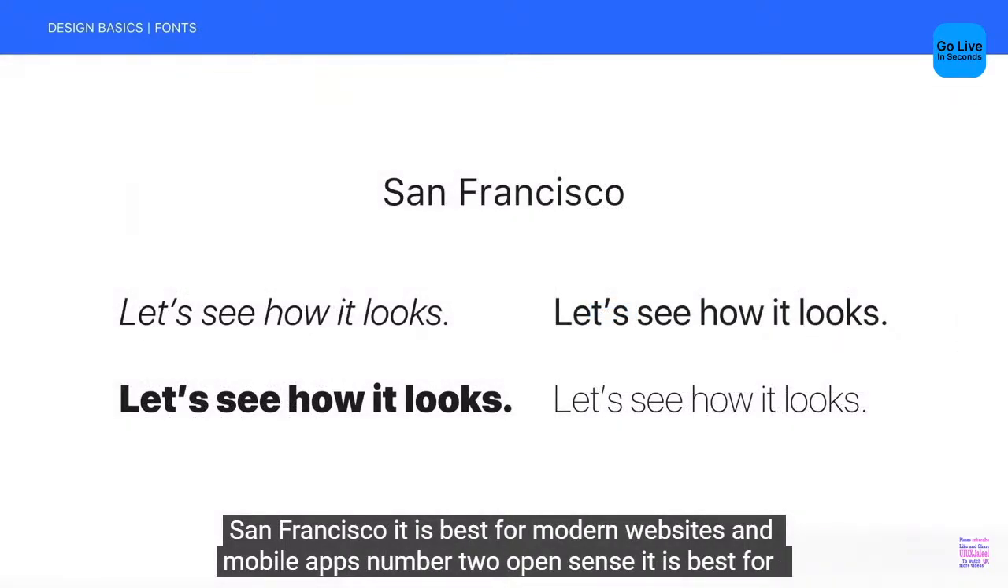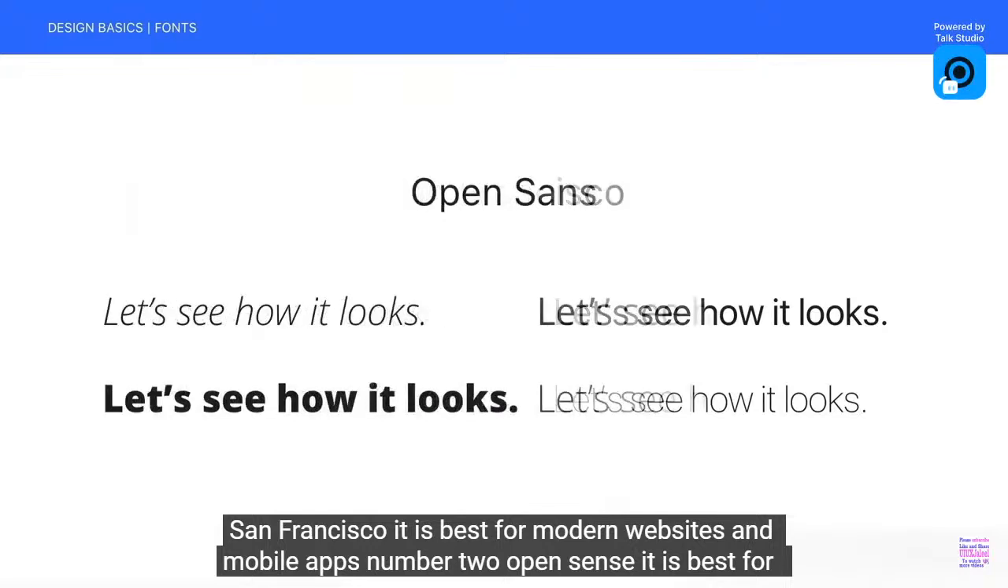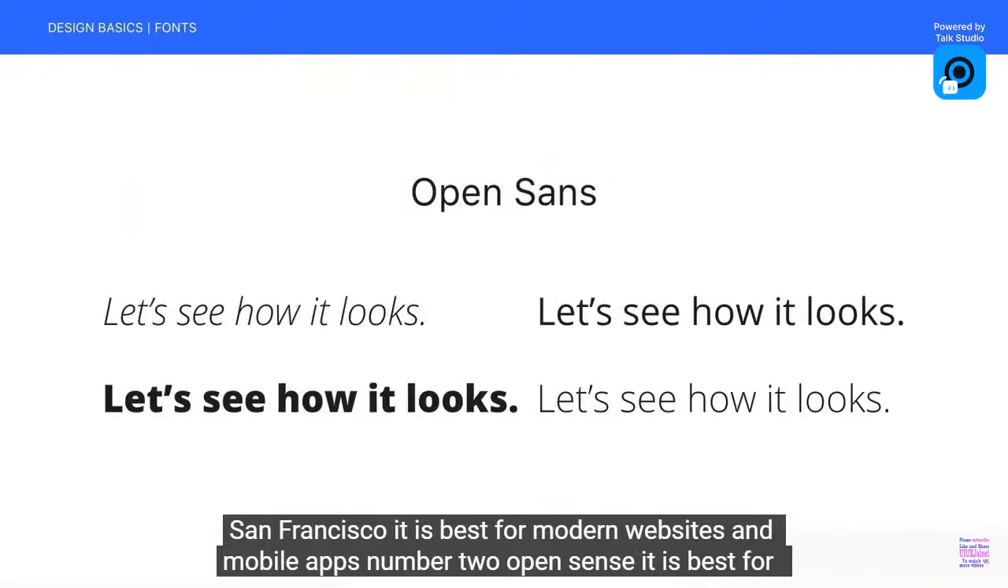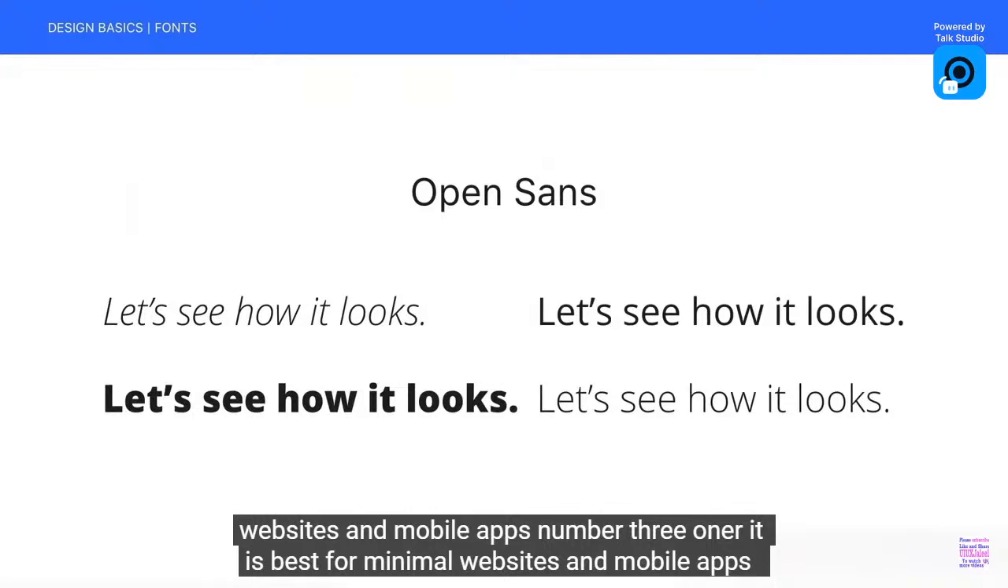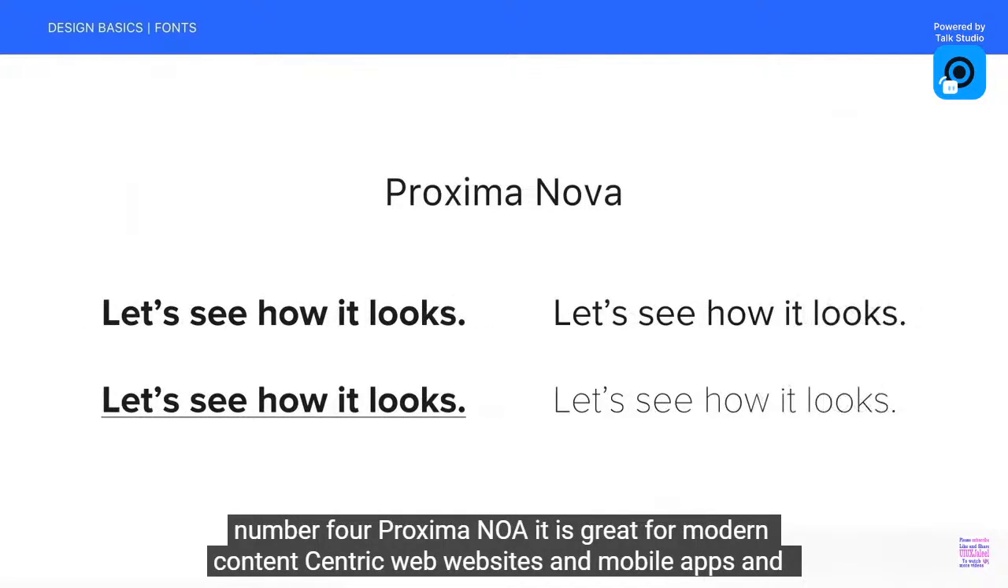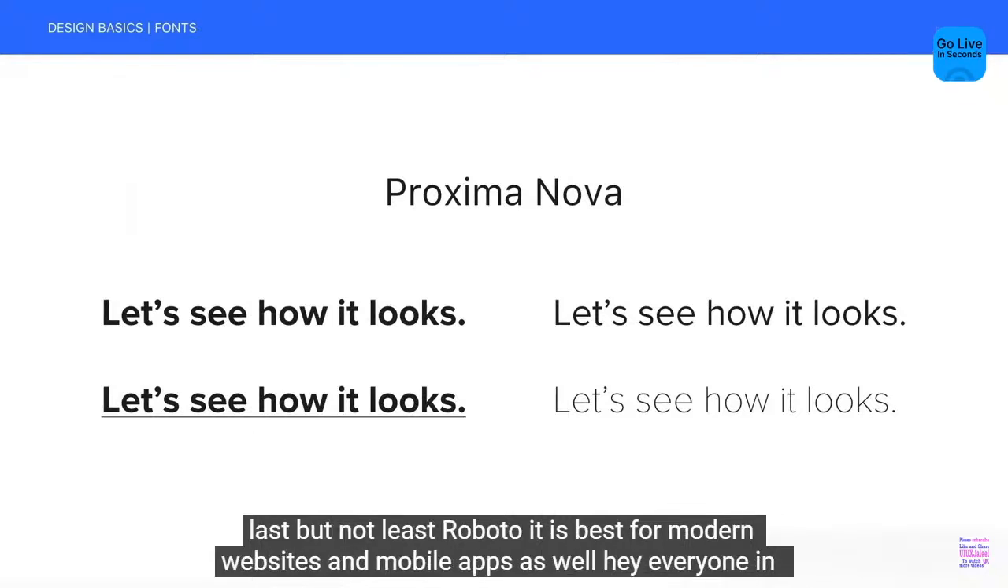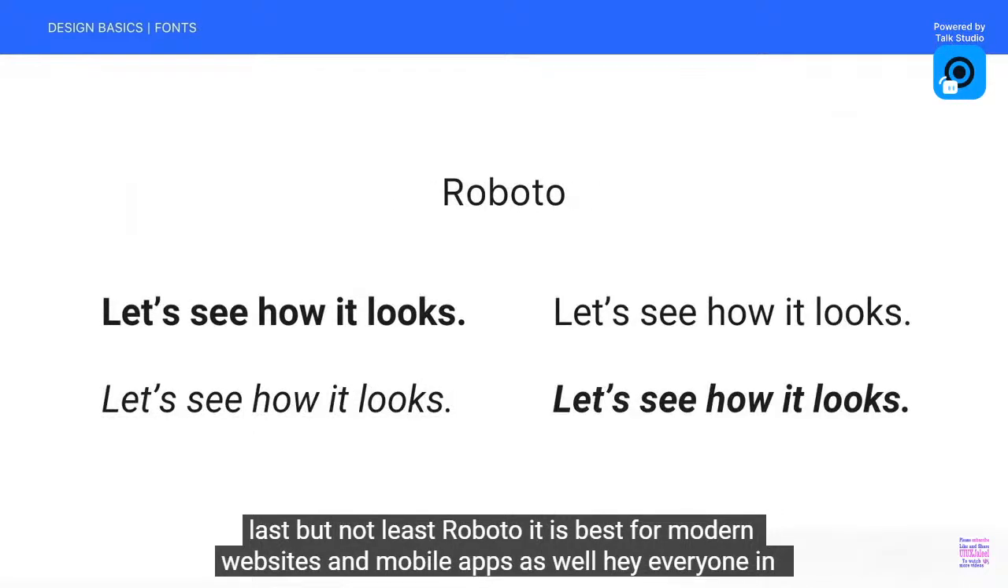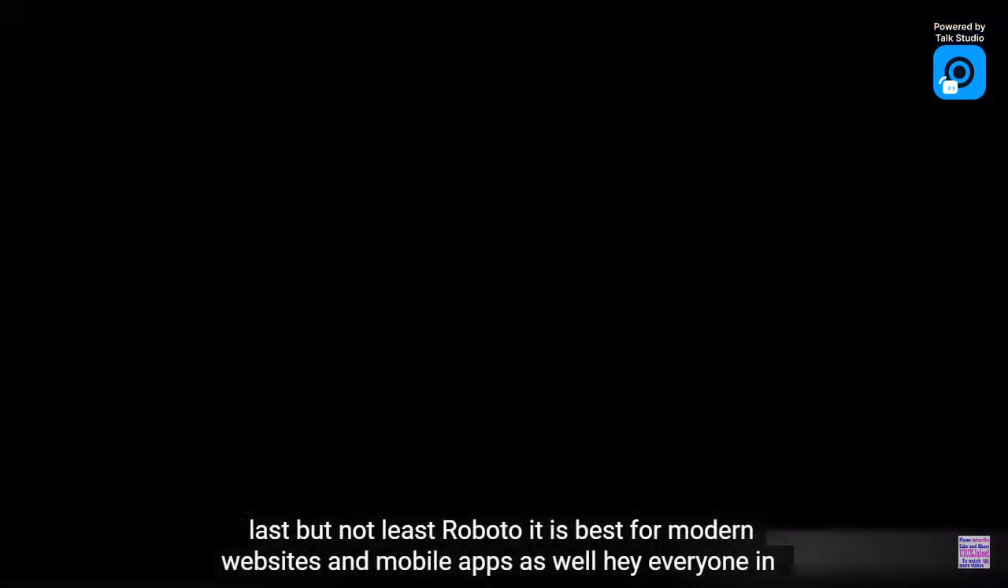It is best for modern websites and mobile apps. Number 2, Open Sans. It is best for websites and mobile apps. Number 3, Montserrat. It is best for minimal websites and mobile apps. Number 4, Proxima Nova. It is great for modern content-centric websites and mobile apps. And last but not least, Roboto. It is best for modern websites and mobile apps as well.